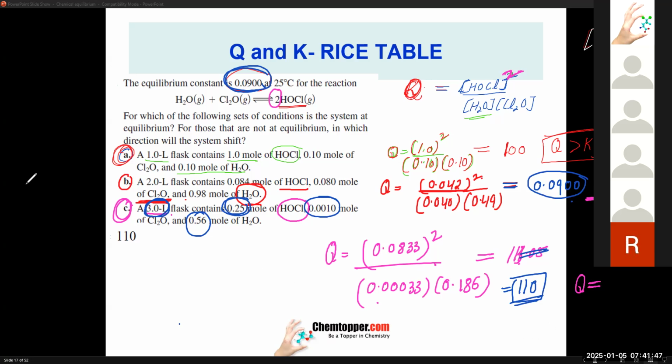Oh, we have worked out Q. Can we compare Q with K? Compare Q with K. This time Q is greater than K. Agreed? So in which direction will the equilibrium shift? Q is greater than K. Means products are more. Reactants are less. For equilibrium, we need fewer products. So equilibrium will shift to the left, in the direction of the reactants. Equilibrium will shift to the left for reactants. Agreed?